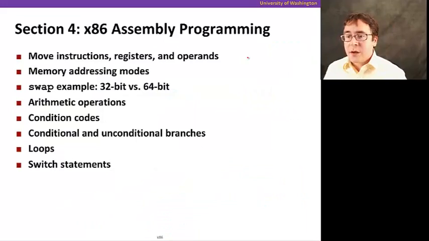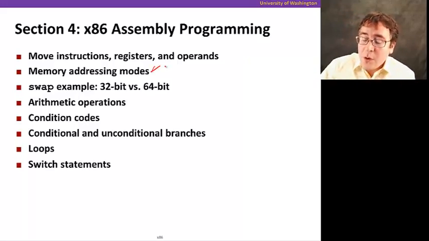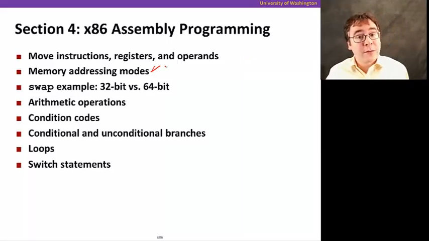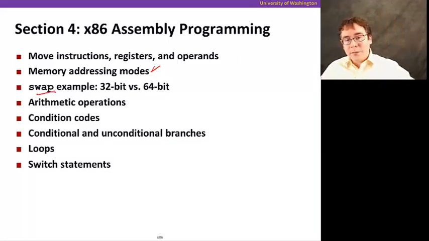This section is going to teach you about move instructions, not movie instructions, move instructions that move data between registers and memory and between registers themselves, and what their operands are. We are also going to see the various ways we have available to address memory, to specify memory locations. Then we're going to look at an example called swap that just exchanges two pieces of data in memory, both for 32 and 64 bits.